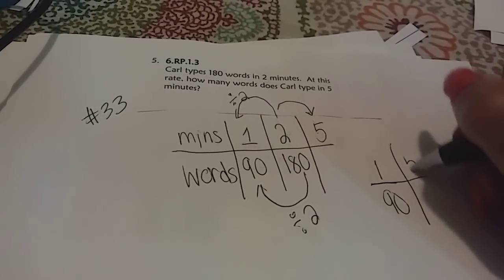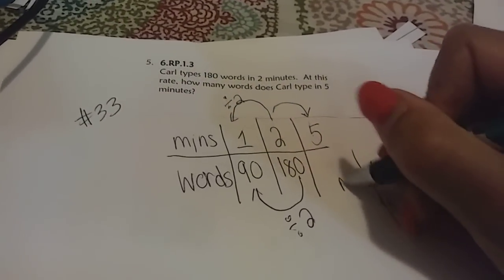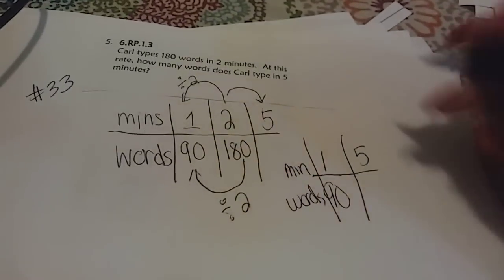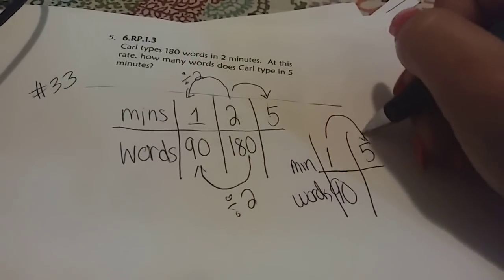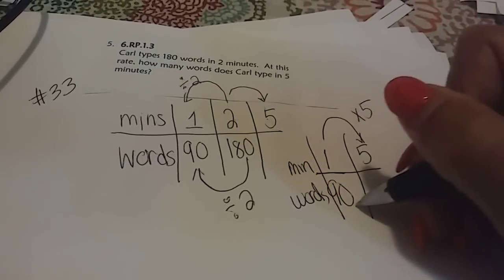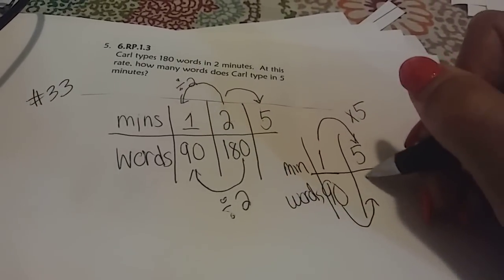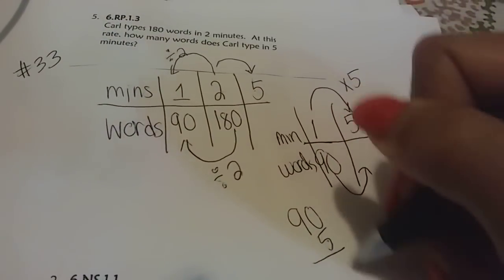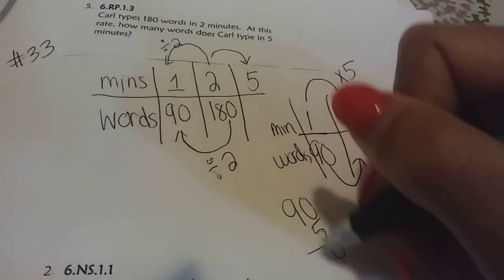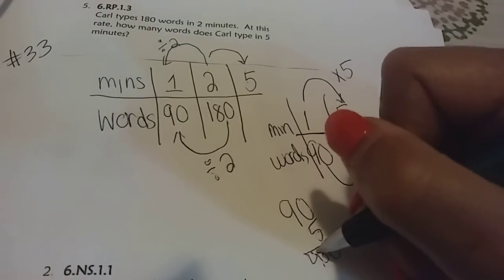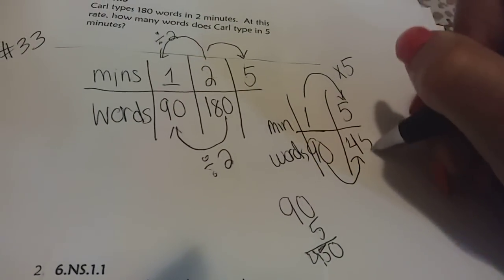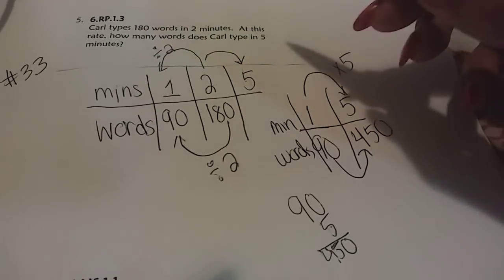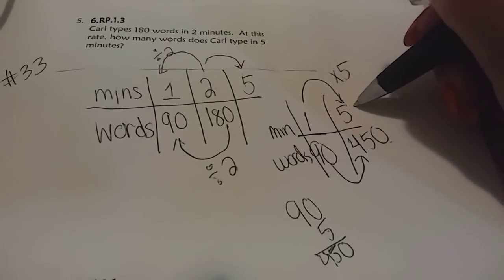we can go ahead and get to 5 minutes. Okay, so you're going to go, to get to 5, we can do a quick times 5. So to get whatever we're going to get for 90, we're going to do 90 times 5. 0 times 5 is 0. 5 times 9 is 45. So my answer is going to be 450. Carl types 450 words in 5 minutes.